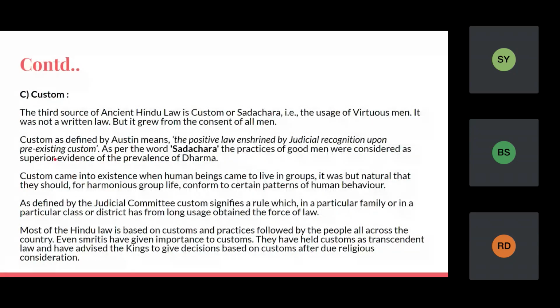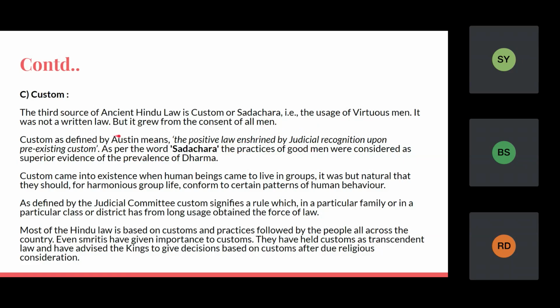Now, another source of ancient Hindu law is custom. The third source of ancient Hindu law is custom, which also means sadachara. Remember this word sadachara because there is a high probability that you will find this term in the exam. Examiners sometimes use the old Sanskrit terms. They'll ask sadachara, and all of a sudden we get confused about what to write, but it is nothing but custom. Custom is the usage of virtuous men.